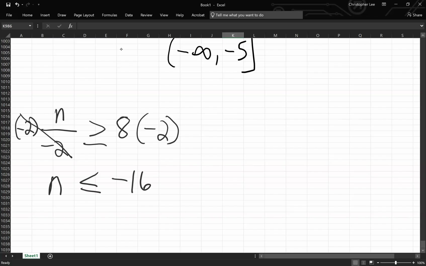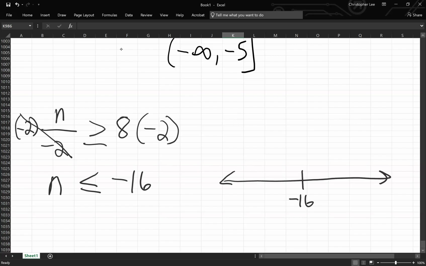So because I'm multiplying by a negative, I have to flip the sign, right? And then after this, we're back to square one. Give me the number line, right? Graph it for me, and then give me the interval notation. All right, so nothing fancy here.